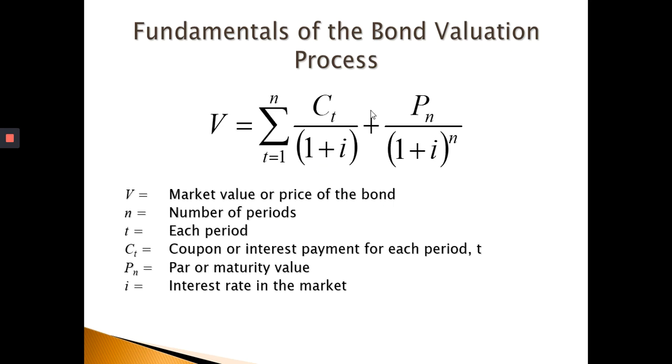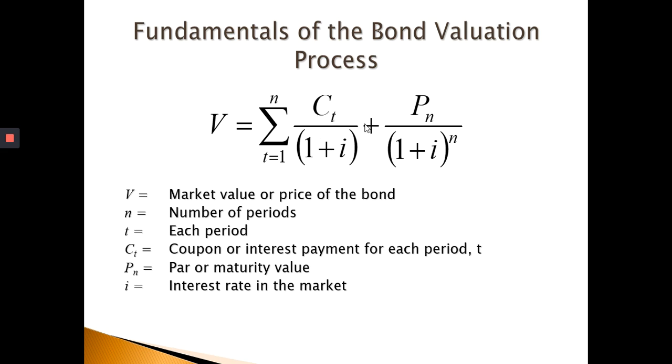So this is basically the formula. This is the coupon, and 1 plus i. If you bring it up here, it becomes negative n. And this one is also par value. When you bring it up, it becomes negative n. So we use the present value formula to calculate.